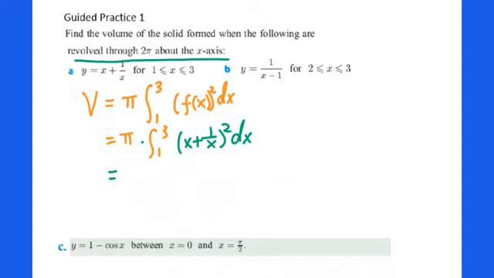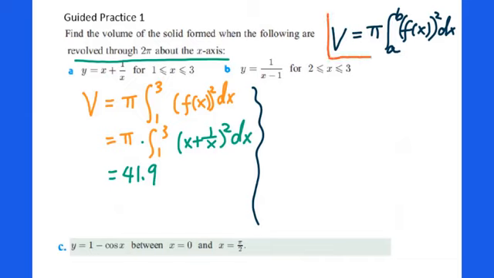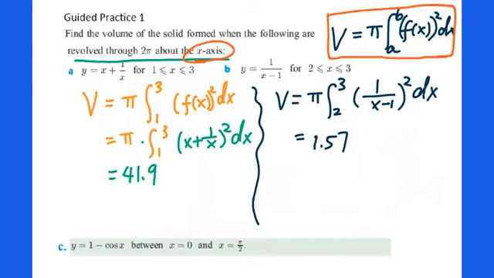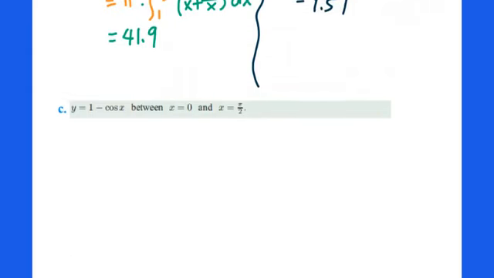So we put it into the calculator, you will get 41.9. Here's the formula for you to use when you try to figure out the volume of a solid of revolution about x-axis. For B, we still plug into this formula. Then we put it into the calculator, you will get 1.57 will be the volume. For C, still we use this formula.